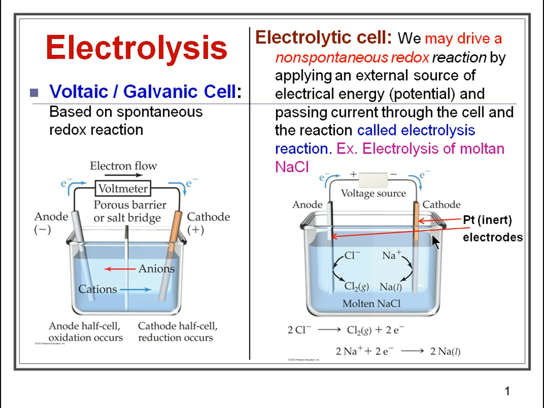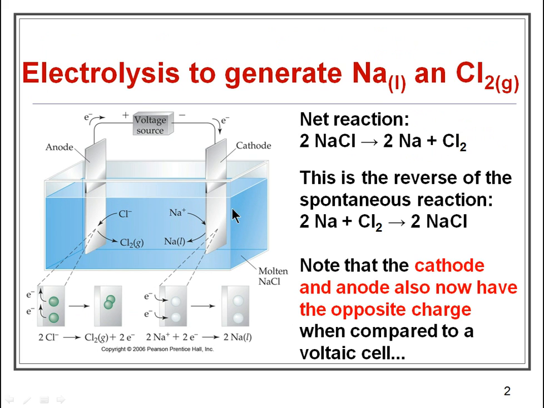So let's see. These electrodes are used as inert electrodes because they will not react with the electrolyte, they only help for electrolysis of molten sodium chloride. We will see a little bit more about this. Molten sodium chloride means take solid sodium chloride and heat it till it melts. So there is no water, only sodium and chloride ions are there. So the net reaction will be: sodium chloride gives 2 sodium plus chlorine gas. So if we perform electrolysis on molten sodium chloride, we can generate sodium metal and chlorine gas.